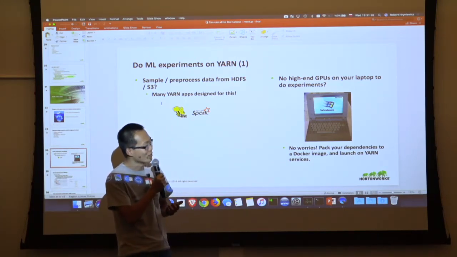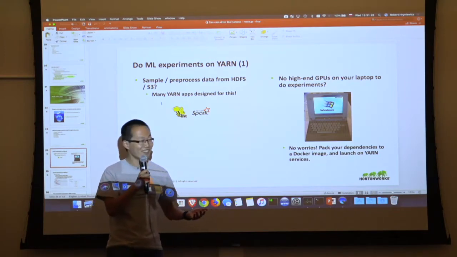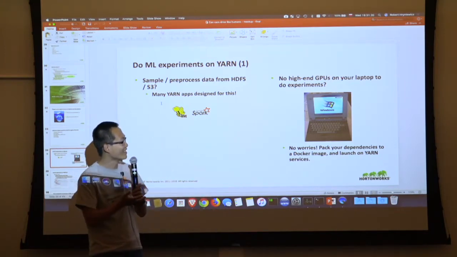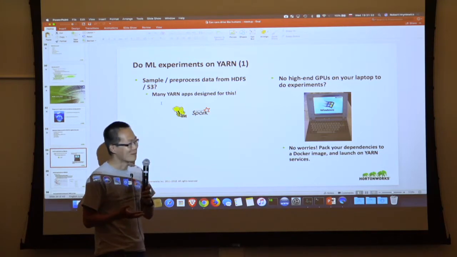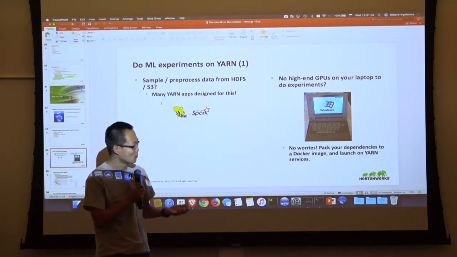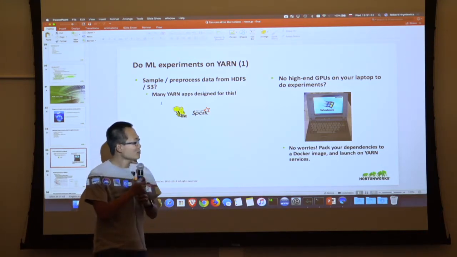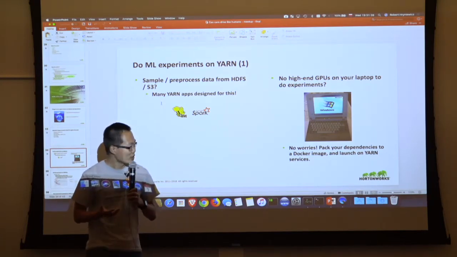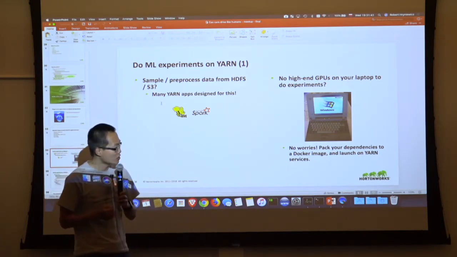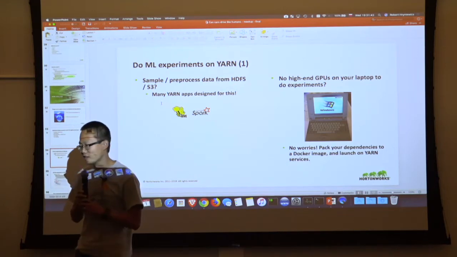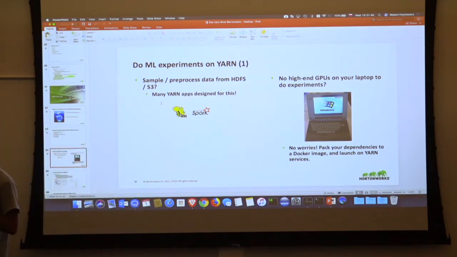And what if you don't have the GPUs on your laptop to do the experiment? You're not always asking your boss to buy the latest Alienware GPU gaming laptop to do your training work. So what you need to do is pack your dependencies into a Docker image and launch it by using the Yarn services.